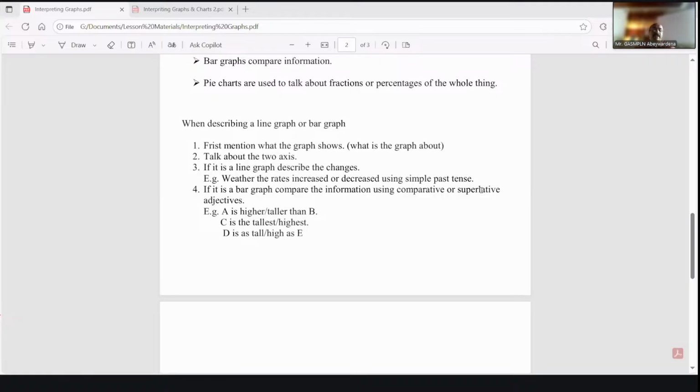Then the third way is a different form. Good is the positive, better is the comparative, best is the superlative. Good, better, best.